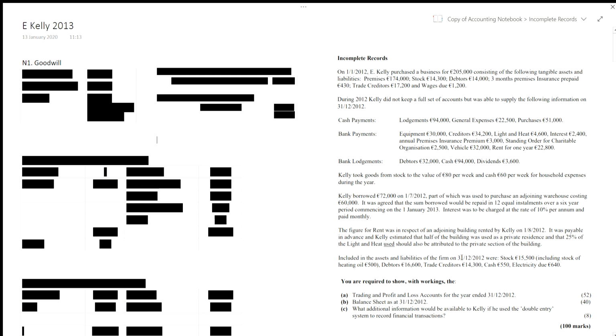So we're only going to focus on 3 notes for this question. The very first thing we're going to look at is what makes incomplete records different to maybe some of the previous questions we might have looked at. The question starts off by telling us that E. Kelly purchased a business for $205,000. And whenever you see that somebody purchased a business for $205,000, now there's the potential for an additional working to be required.